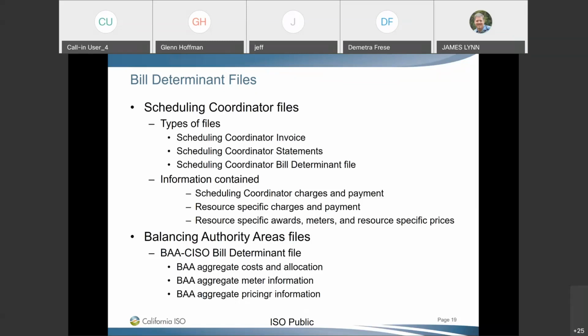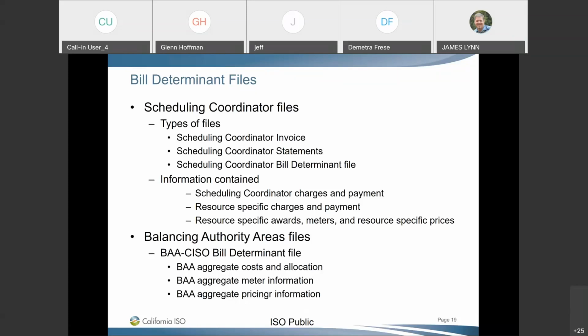So that's what these bill determinant files do. It separates the SCs from the BAA level bill determinants. But all of this information together tells you the story of how the ISO charged and paid resources as well as allocated costs, like neutrality. So was there any other specific information here that we wanted to know?